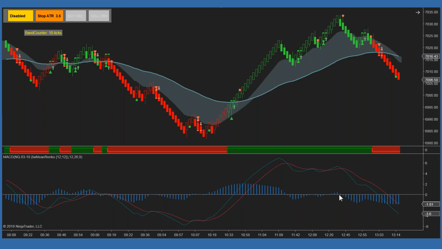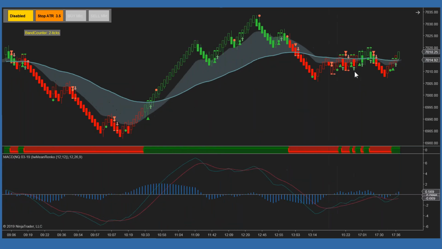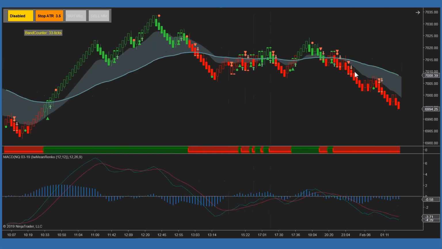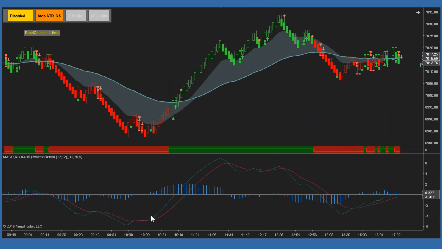But here the MACD crosses. There's your first sell signal. Gave you some heat, but eventually headed lower. MACD crosses. There's your first buy signal. That certainly worked out. I'll leave it to you to play with it for a little while.